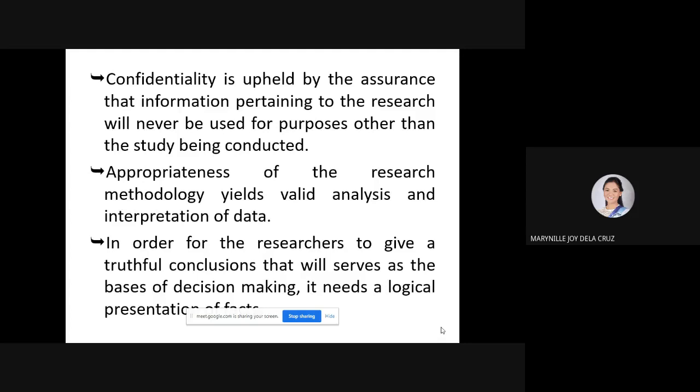How are you going to achieve the credibility of being a researcher if you don't have an appropriate research methodology? Another one is, in order for a researcher to give a truthful conclusion that will serve as the basis of your decision making, you need to present a logical presentation of facts. That's why you have collected your data through an interview and through a survey, because that is your presentation of facts. You were able to summarize it and come up with good visuals to show the critic, to show your advisor, that this is the result of my research.